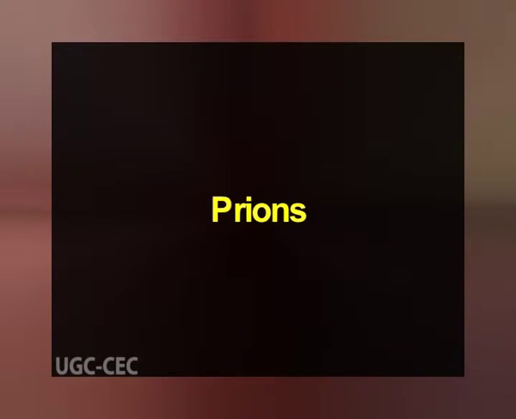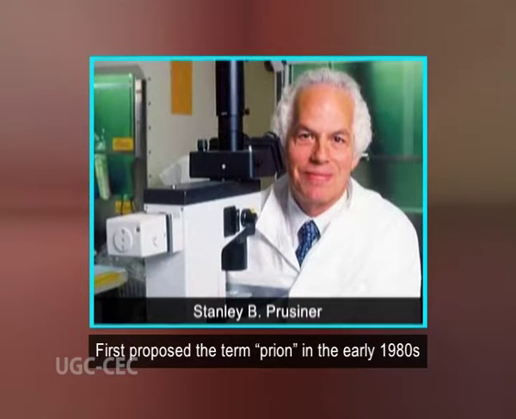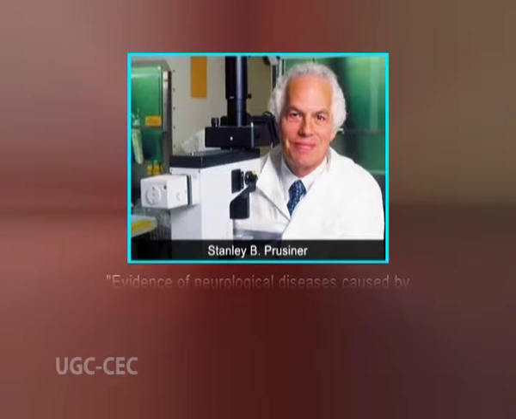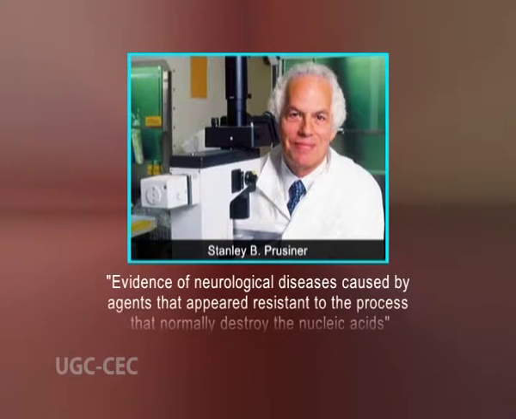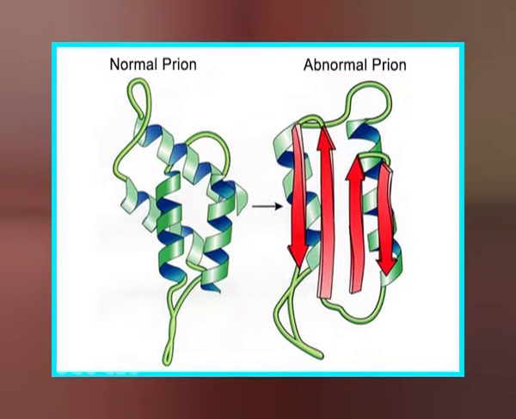Now coming to the fourth objective, that is prions. Prusiner first proposed the term prion in the early 1980s. He found evidence of neurological disease caused by agents that appeared resistant to the processes that normally destroy nucleic acids. The idea won the Nobel Prize in Physiology in 1997. A prion is an infectious protein which is imagined to infect tissues and reproduce first by changing its own conformation and secondly by inducing other kinds of protein to do the same.